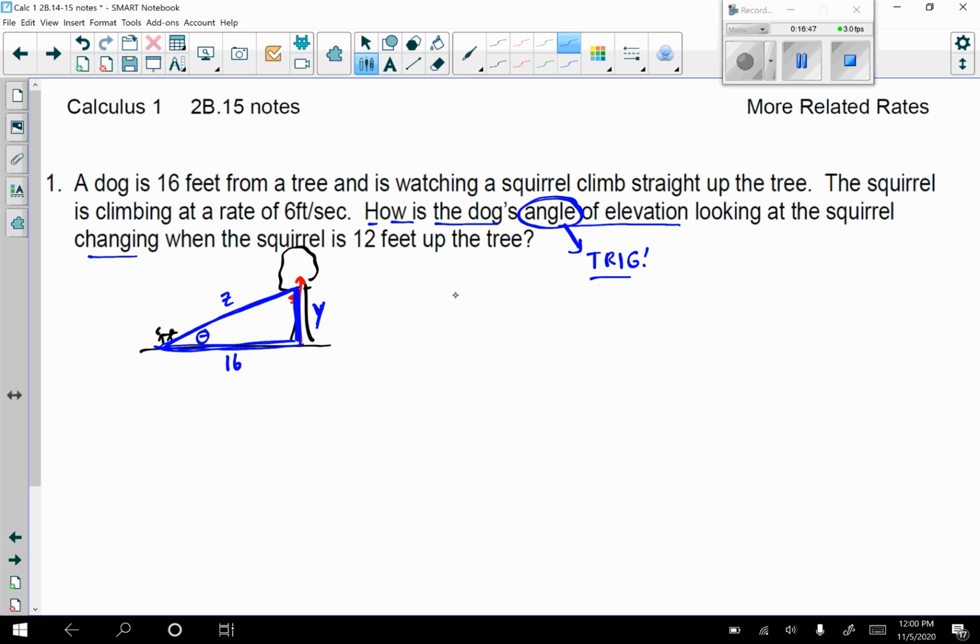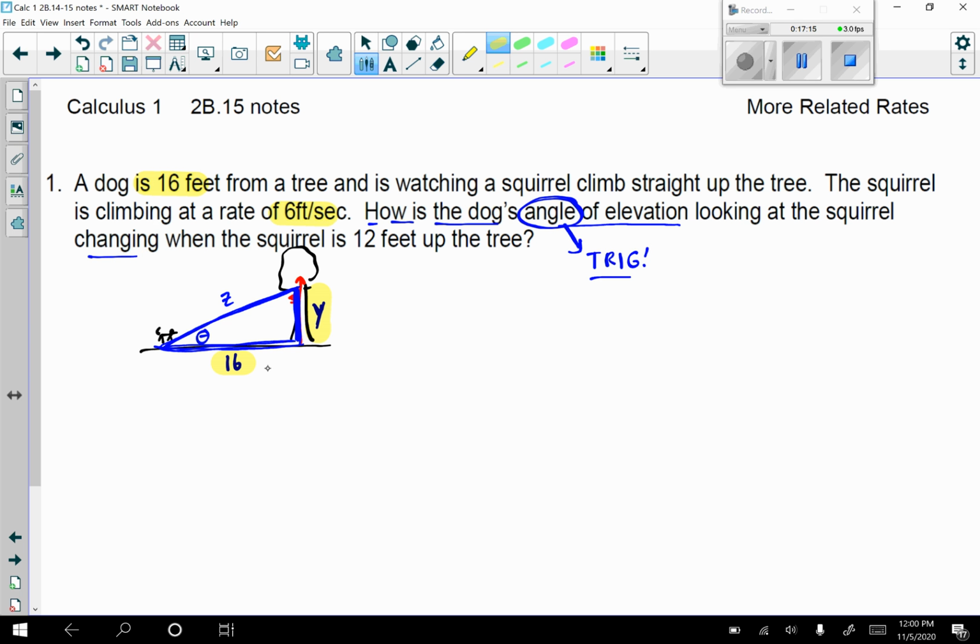As I read through here, I'm going to mark down exactly what we know. We know the dog is 16 feet from the tree. They describe that side. With our angle, that's the adjacent side. We know the squirrel is climbing up the tree, and later on they tell us it's a rate. So they tell us about y. That's the opposite side. Those are the two sides I want to use, especially because the 16 is not a variable. Fewer variables are better.